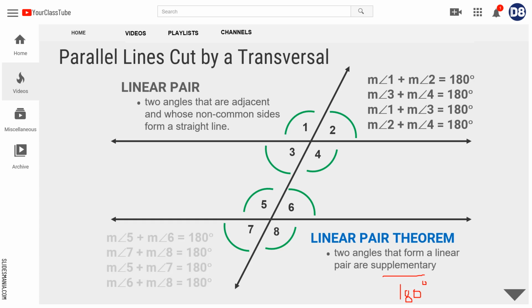On the other side, it's the same. Angle 5 and angle 6 are a linear pair, so their sum is 180 degrees. Then we have angle 7 and angle 8, angle 5 and angle 7, angle 6 and angle 8. They are the partners. So remember how to spot a linear pair. And also remember that the measurement of two angles forming a linear pair is always 180 degrees.